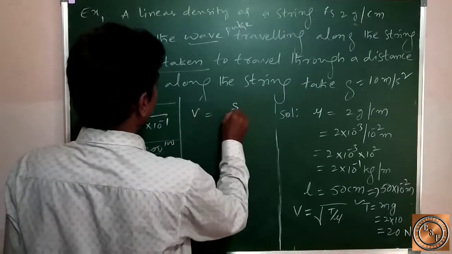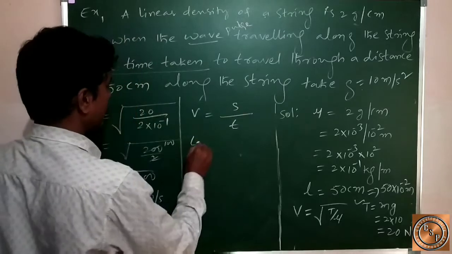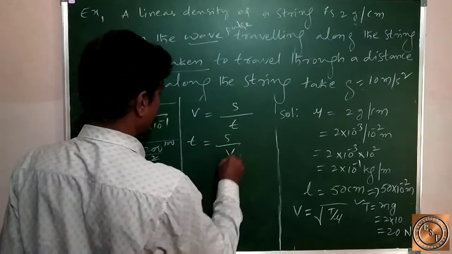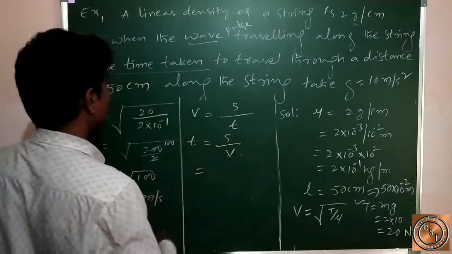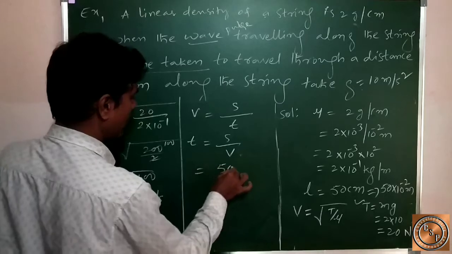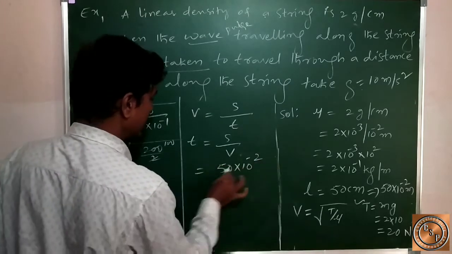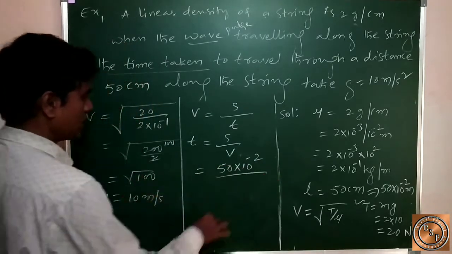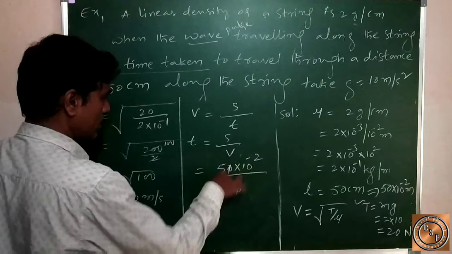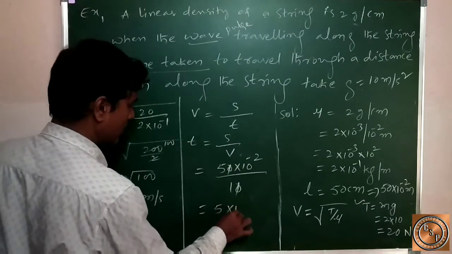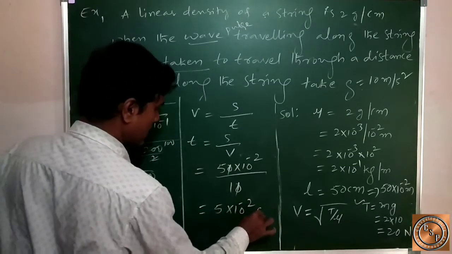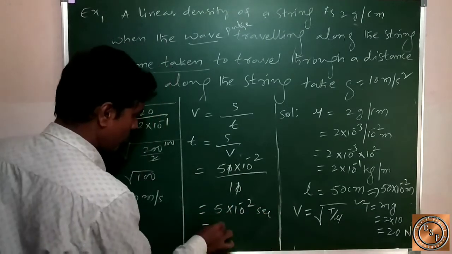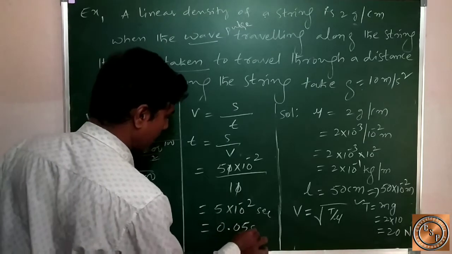Speed V equal to distance by time, so the time taken T is equal to S by V. Here what is S? S is given, no, 50 into 10 power minus 2 divided by V. V is 10. Okay, 0, 0 cancel here. Finally 5 into 10 power minus 2 seconds. That is 0.05 seconds.